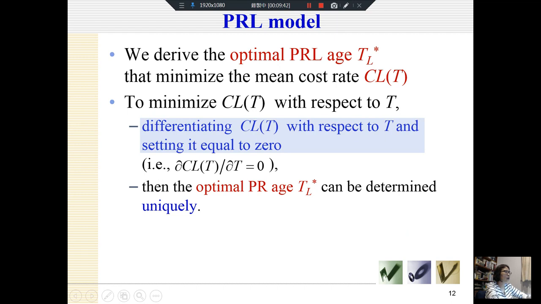We derive the optimal PRL time TL star that minimizes the mean cost rate CL of T. To minimize CL of T with respect to T, we can differentiate CL of T with respect to T and set it equal to 0, then the optimal PRL time TL star can be determined uniquely.